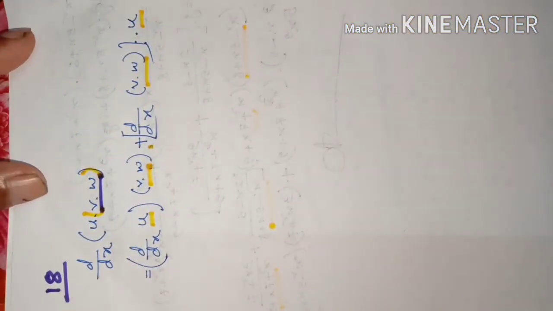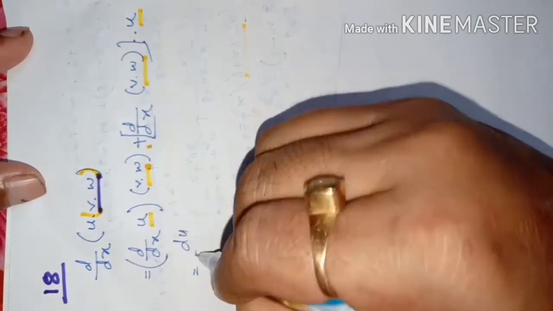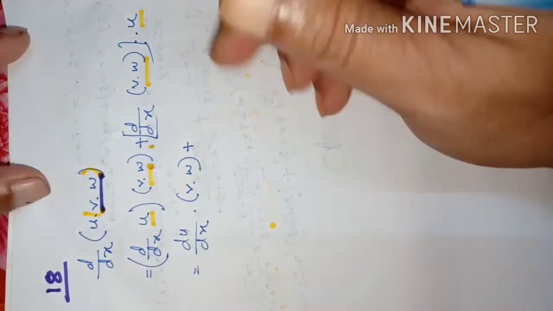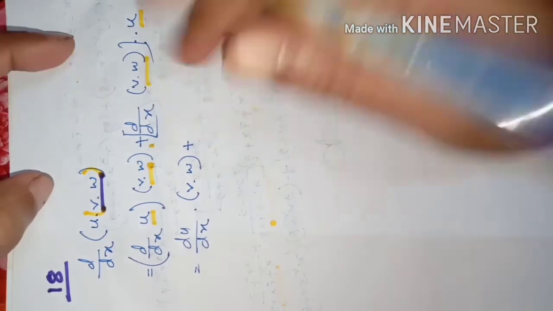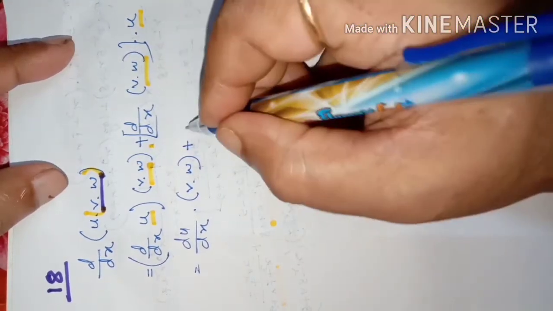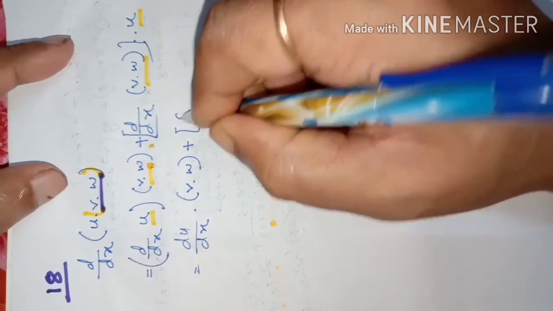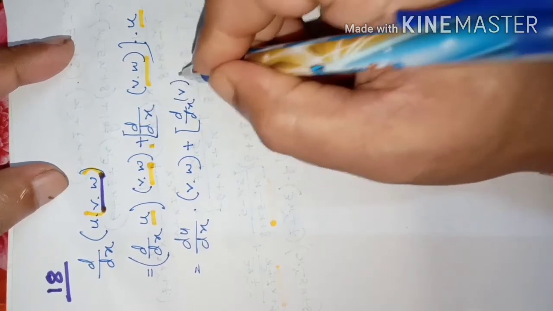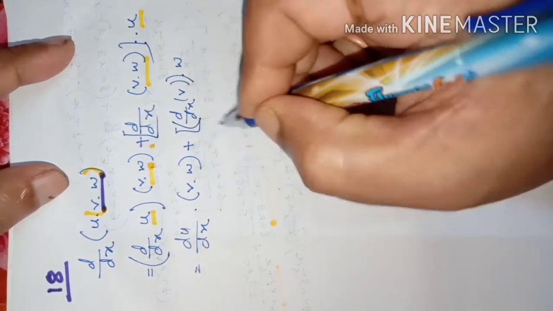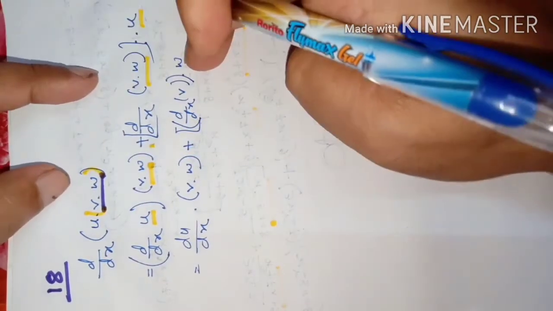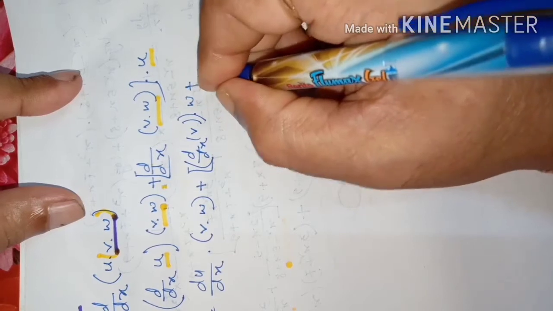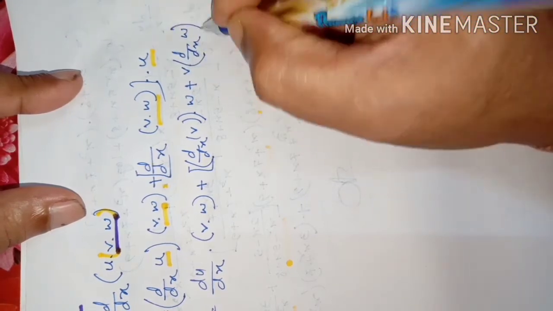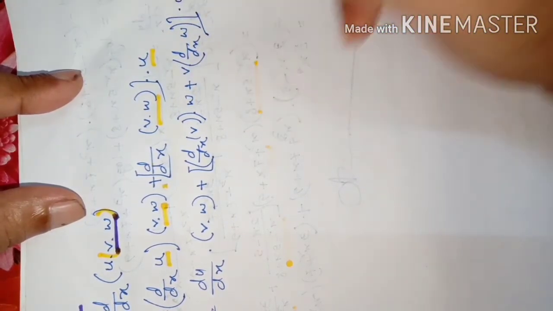Now again, after this it will become du by dx into v into w plus, now again you treat u into v as a product of two quantities. Then inside this what shall we get: d/dx of v into w, meaning d/dx of the first quantity into the second quantity, plus the first quantity into d/dx of the second quantity, d/dx of w. Bracket close, into u outside.